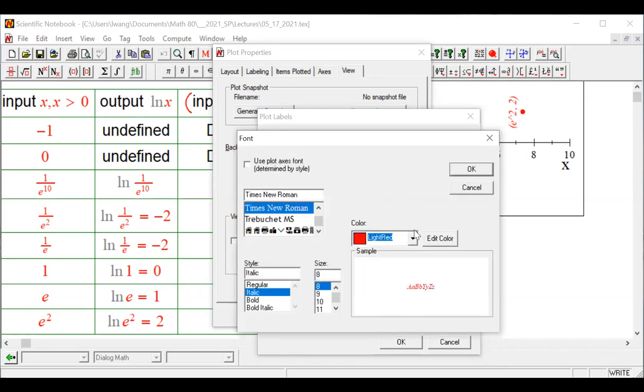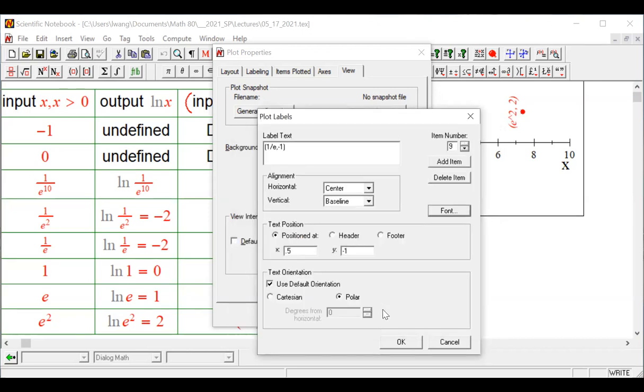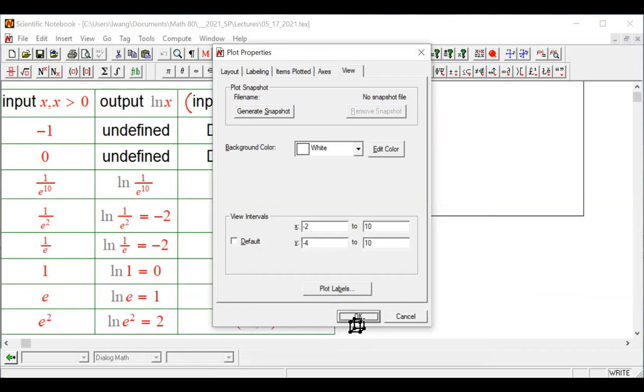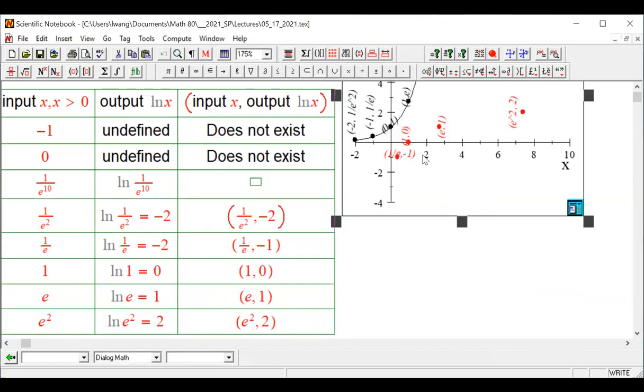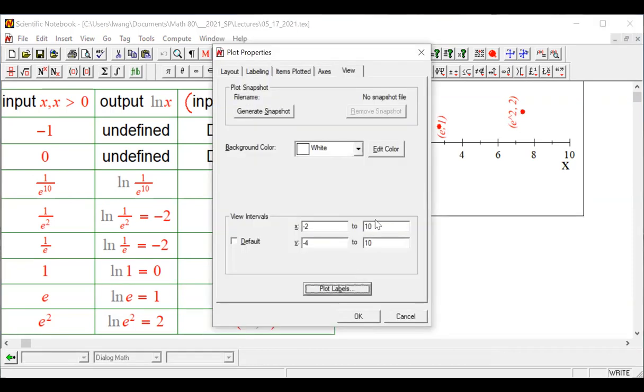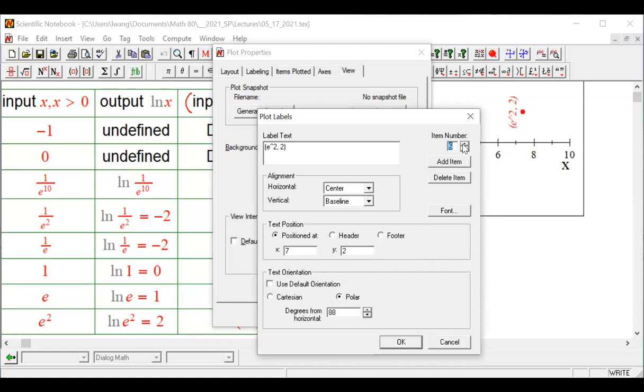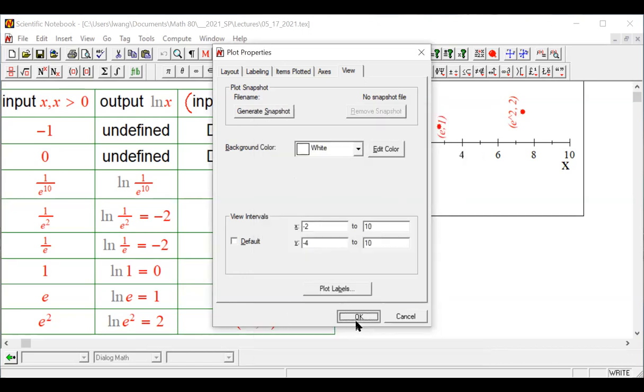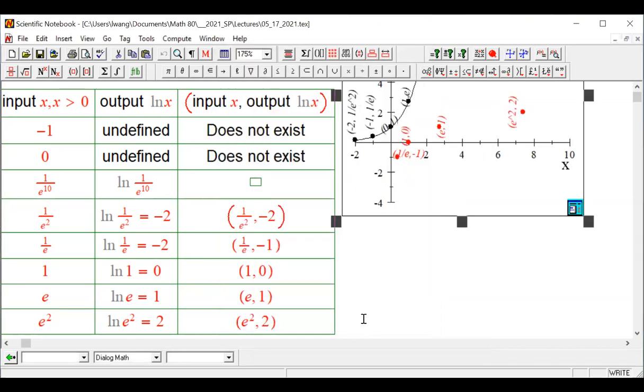There's a red dot. There's a red number. See how that goes. 1 over E comma 1. Okay, it could be better. It could be better. Right? So how about 1? That's a little bit better, right?